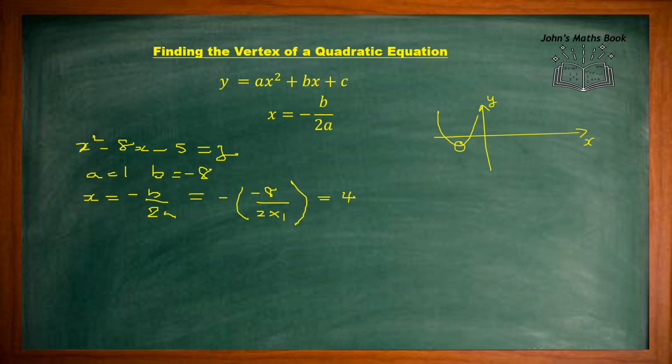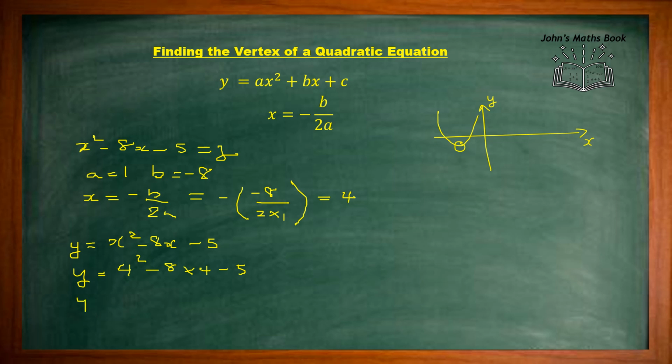So now we solve for y and substitute in x equals 4. So y is equal to x squared minus 8x minus 5. So substituting in for x, we get y is equal to 4 squared minus 8 times 4 minus 5.